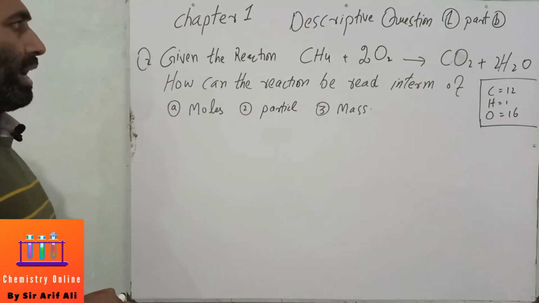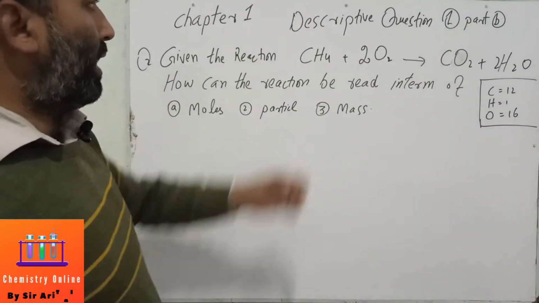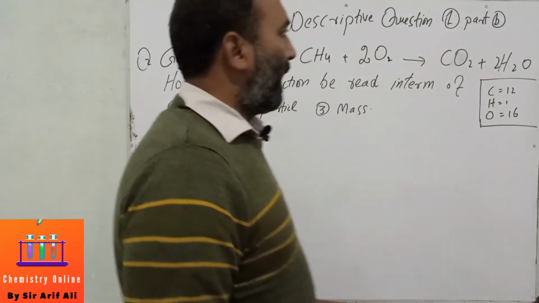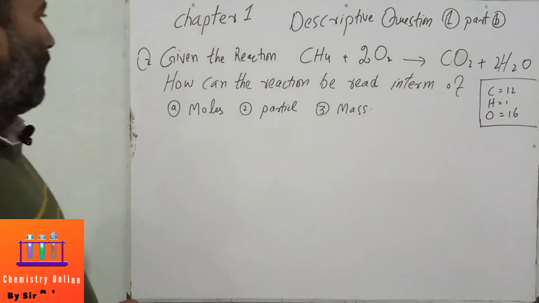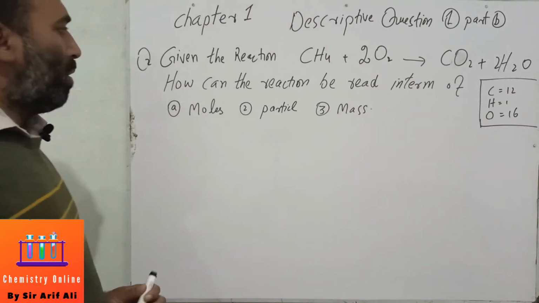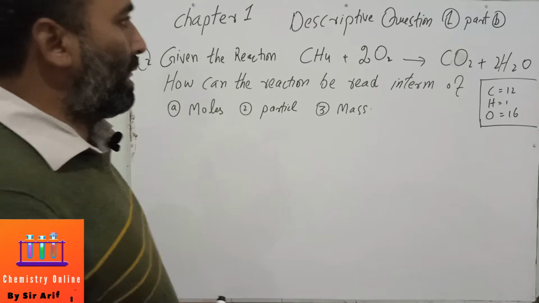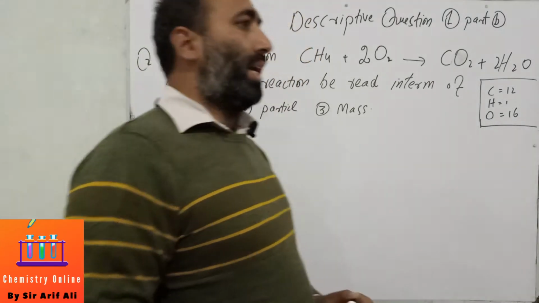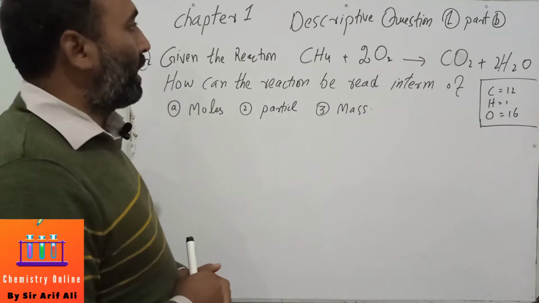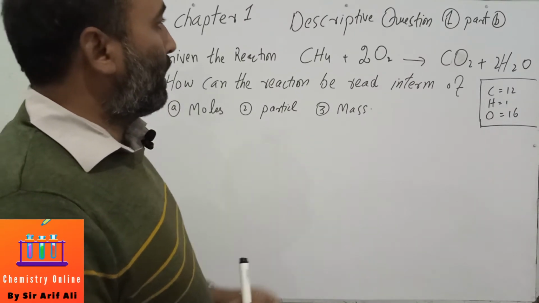गिवन द रिएक्शन, वी हैव अ रिएक्शन इन विच मीथेन रिएक्ट विद ऑक्सीजन टू प्रोड्यूस कार्बन डाइऑक्साइड एंड वाटर. How can the reaction be read in terms of moles, particles and masses? The question is very easy. We have a reaction and we need to read the reaction in different terms.